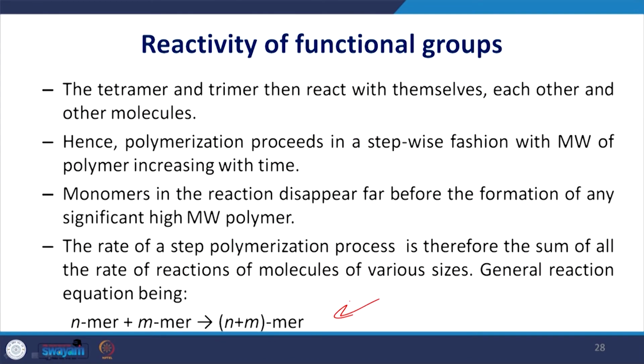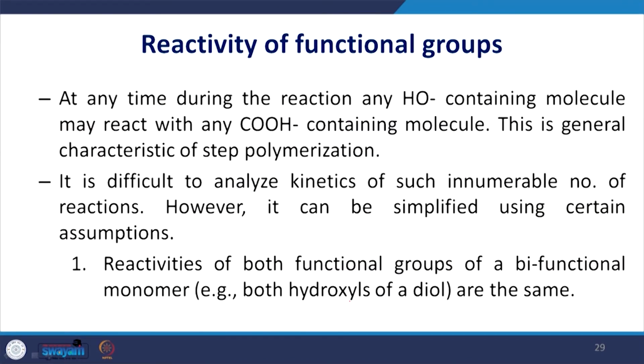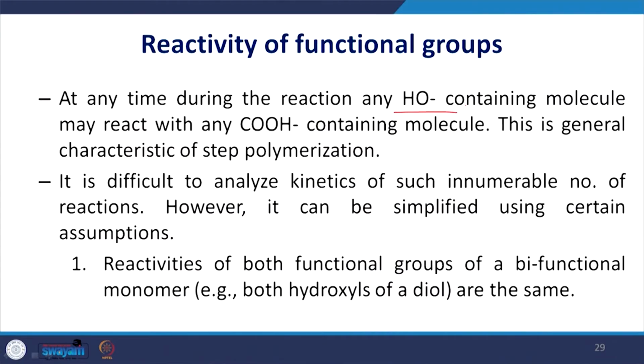Now monomers in the reaction sometimes disappear well before the formation of any significant higher molecular weight polymer. So the rate of the step polymerization process is the sum of all the rates of reaction of molecules in different stages. You can say the general equation can be given like this: N-mer plus M-mer gives an (N plus M)-mer. So at any time during the reaction, any HO-containing molecule may react with any COOH-containing molecule. Now this is the general characteristic of step polymerization.